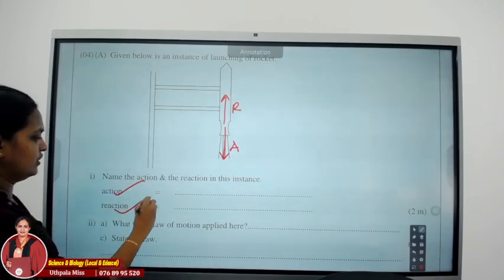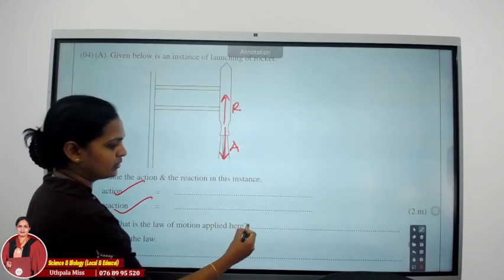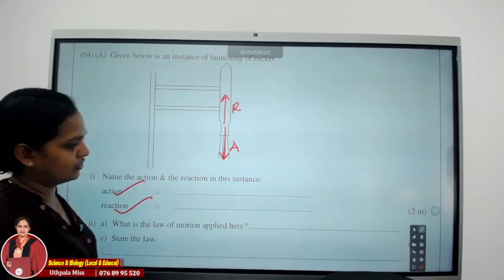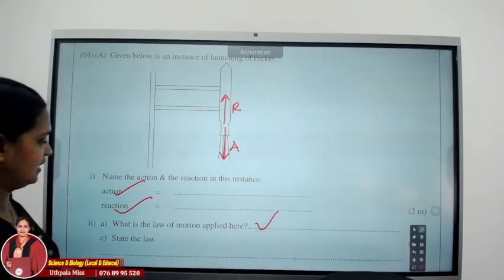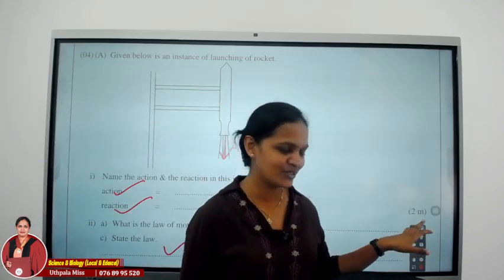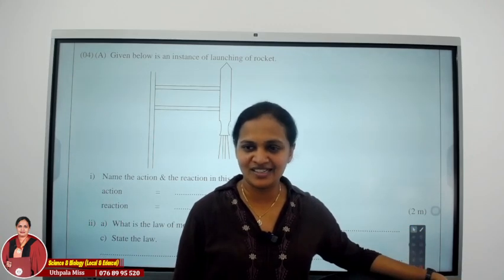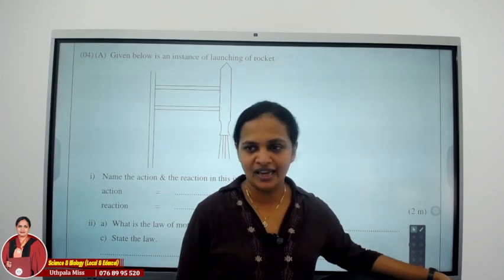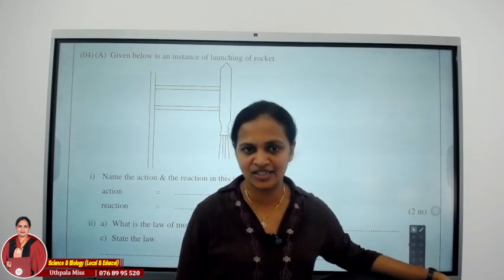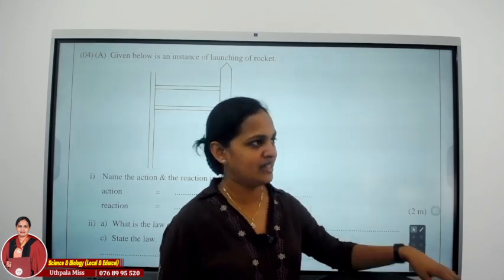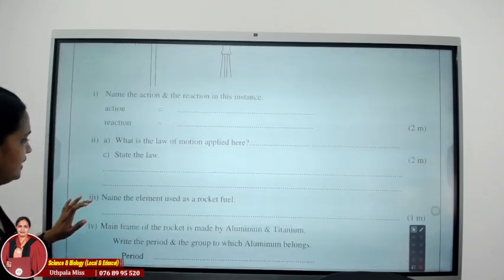Then what is the law of motion applied here? Newton's third law of motion. State Newton's third law of motion. Every action has a reaction which is equal in magnitude and opposite in direction.